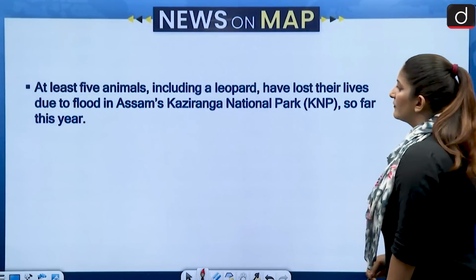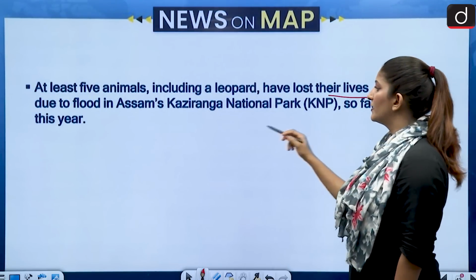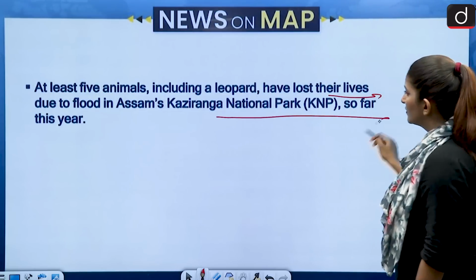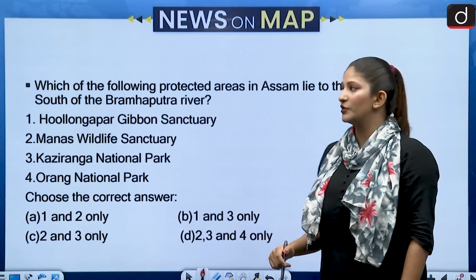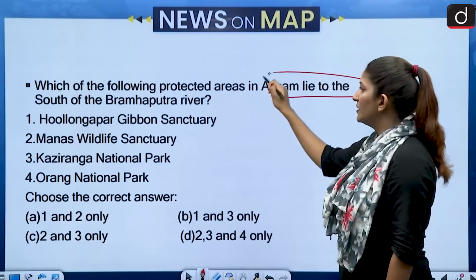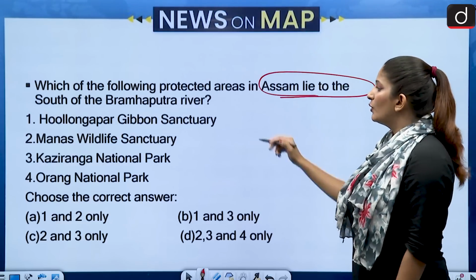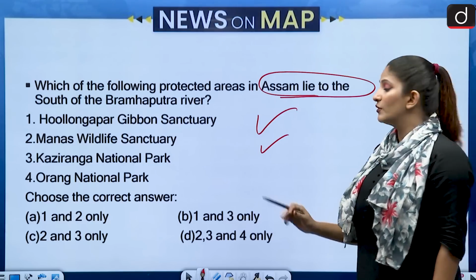It says at least 5 animals, including a leopard, have lost their lives due to flood in Assam's Kaziranga National Park so far this year. And let's have a look at the question that is related to it. Which of the following protected areas in Assam lie to the south of Brahmaputra River? Hulongpar Game Sanctuary, Manas Wildlife Sanctuary, Kaziranga and Orang.